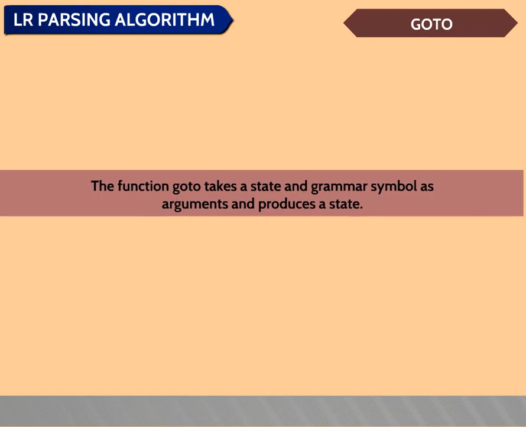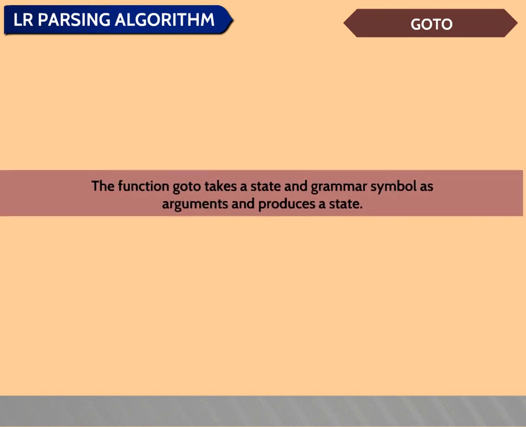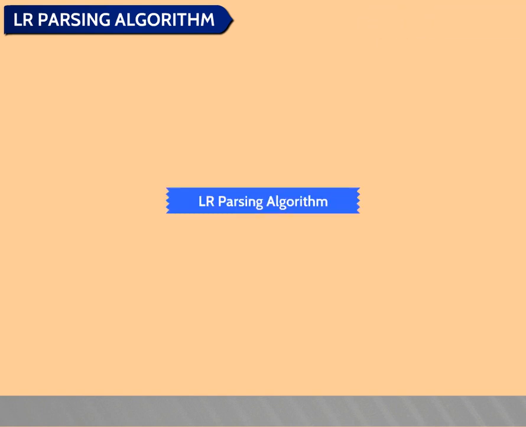Goto. The function goto takes a state and grammar symbol as arguments and produces a state. LR parsing algorithm.